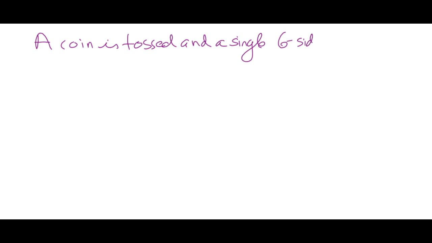Okay, examples. A coin is tossed and a single six-sided die is rolled. Find the probability of getting heads and rolling a 3.